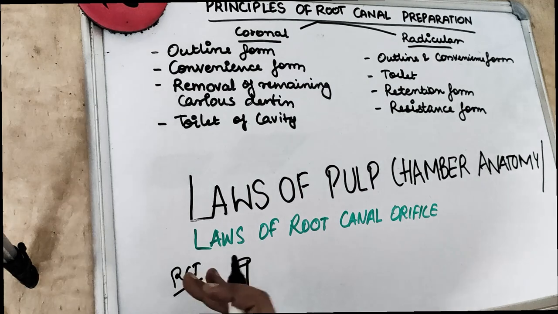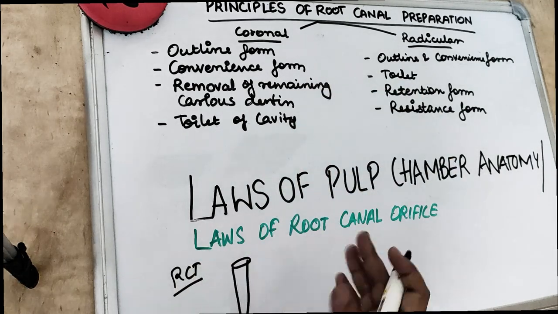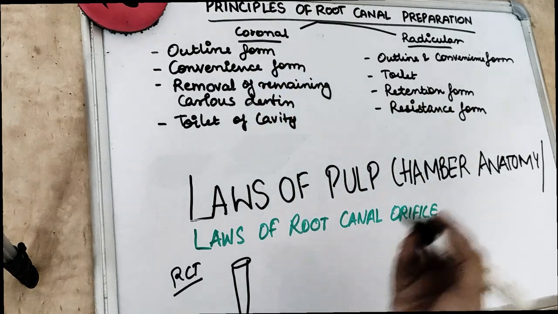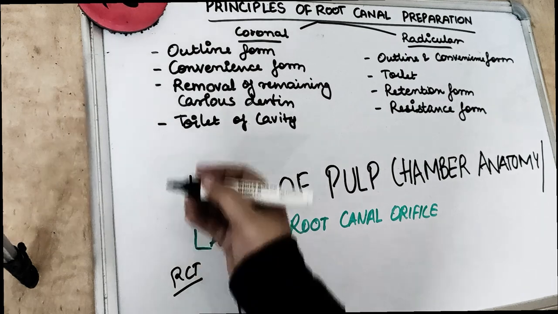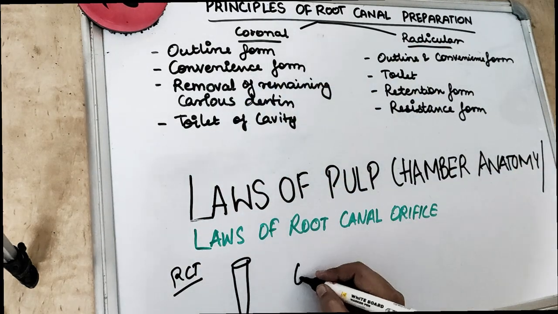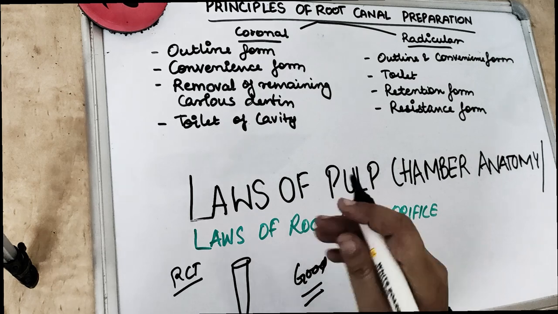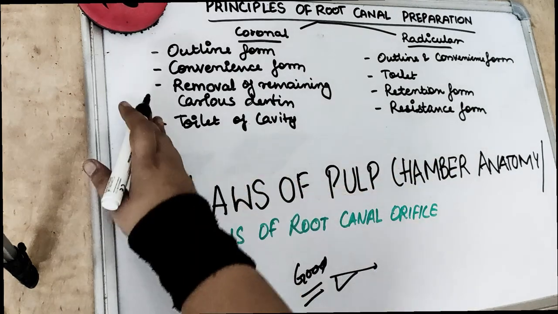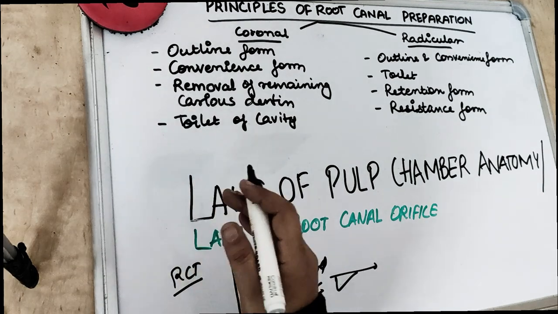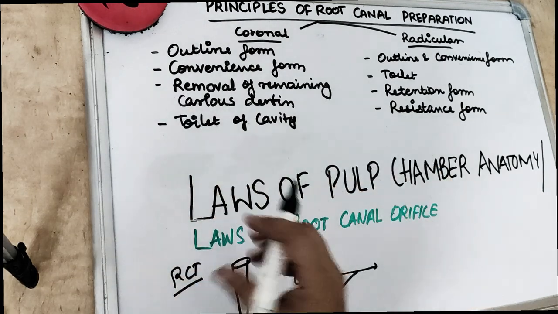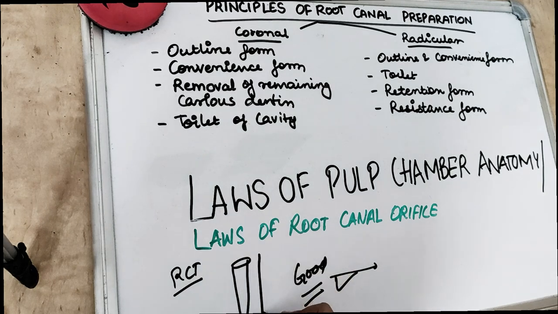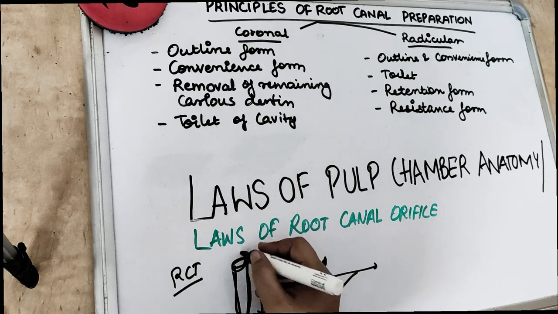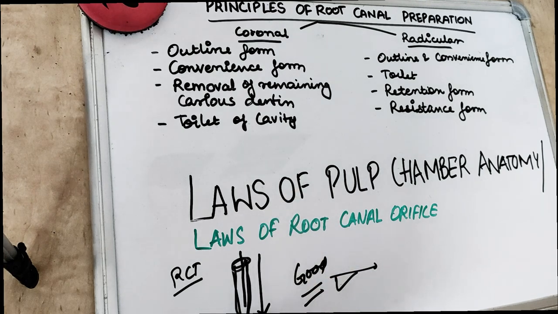So basically these principles tell us how the outline form should be, how the retention of GP should be, how the resistance should be. So basically these tell us about a good root canal treatment, and how we can reach an excellent root canal treatment. In order to get a good result, we should know all these principles. Now the outline form tells that we should have a complete access of the instrument up till the apical foramen. So we should have the outline form such that once we place the instrument, it should reach up till the apex of the root.